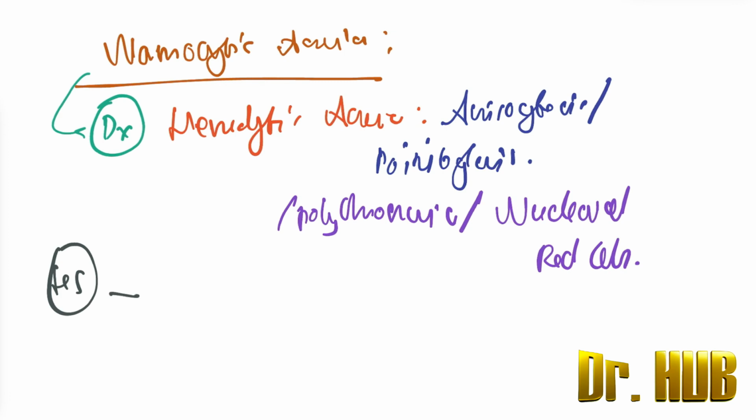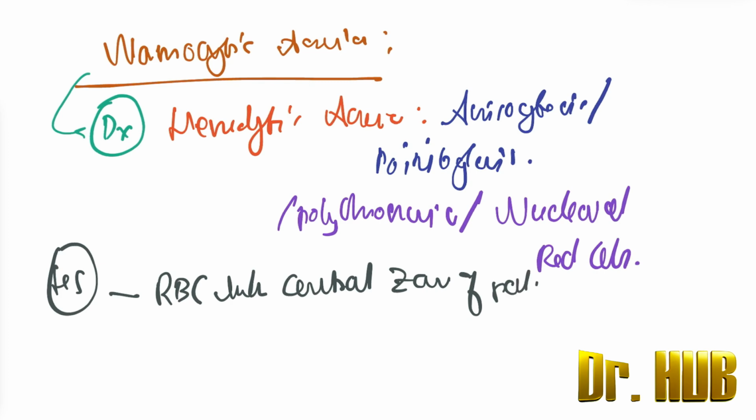Next we look at hereditary spherocytosis. Here the RBCs lack the central zone of pallor, and there is also reticulocytosis.